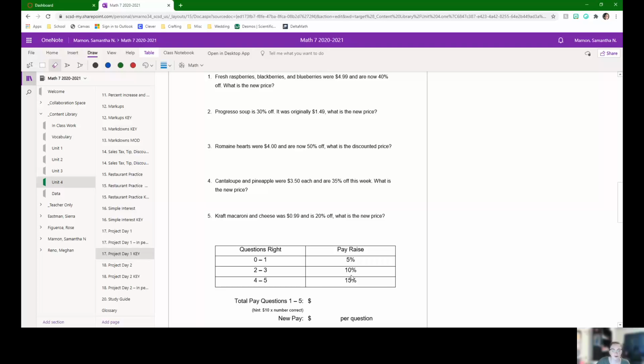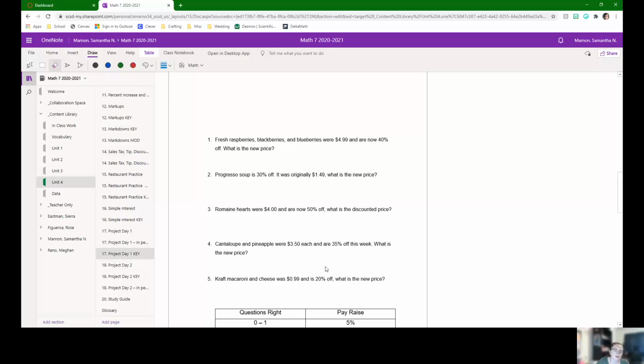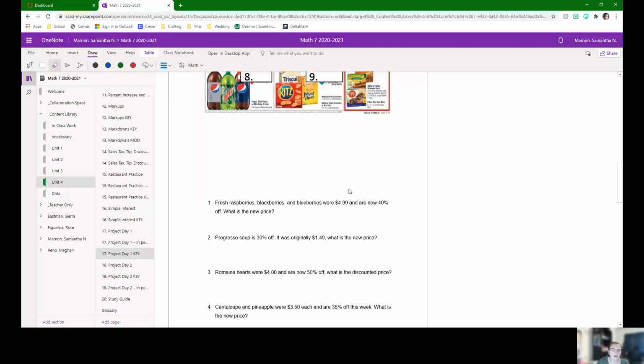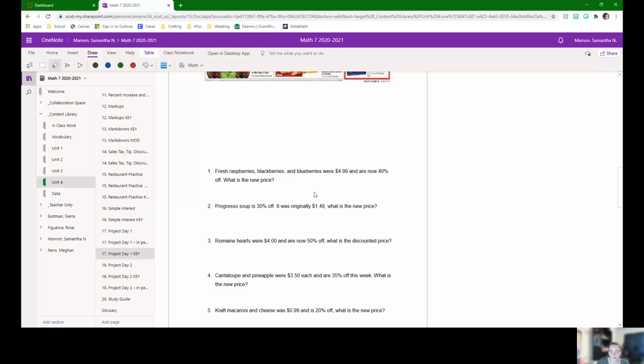If you get 2 to 3 right, you get a 10% raise. If you get 0 or only 1 right, you still get a raise because you still did some work. You're going to get a 5% raise. So you're going to have to figure out all of these different discounts. You can use quantity equals percent times whole to figure out what the new prices are. If you need help with discounts, look back to our markdowns lesson. You can always go back to page 13 and see what we said about doing markdowns and discounts.